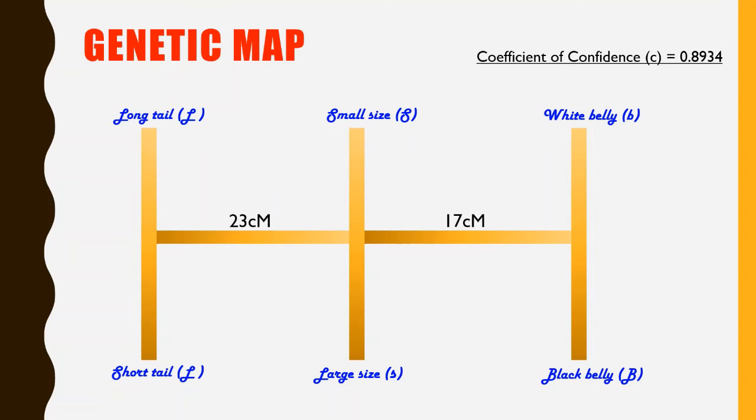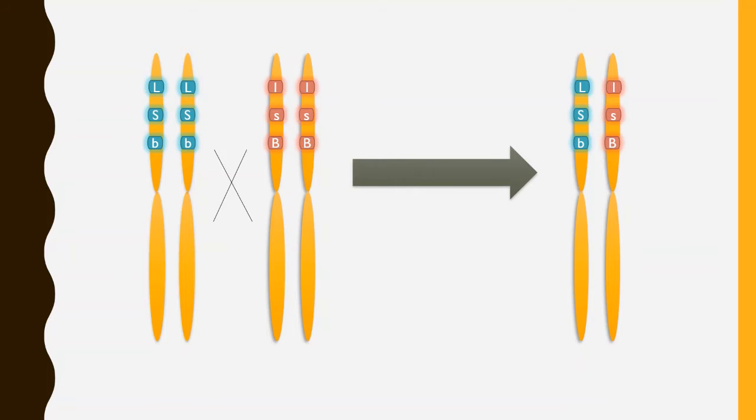The coefficient of confidence, C, is 0.8934. The distance of R1 is 23 centimorgan, and the distance of R2 is 17 centimorgan. It's important to keep in mind that 1 centimorgan is equal to 1% recombination. In order to produce the F1 generation, or the map that we saw above, the paternal and maternal chromosomes have to be crossed. As a result, the offspring will receive each trait from both parents.